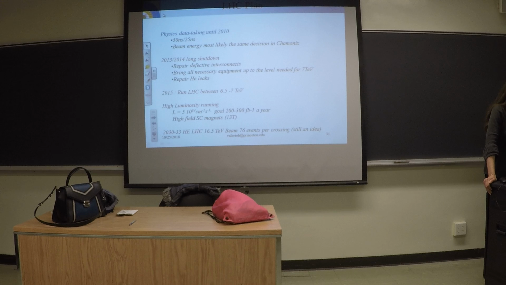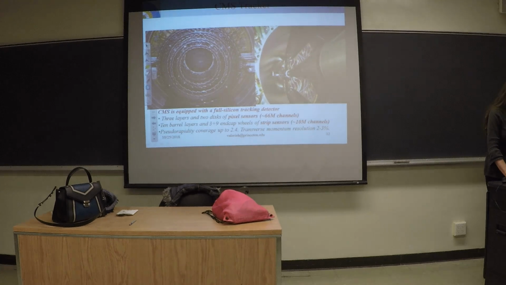So it's difficult. Now what they're going for is very high luminosity running. They are running at almost 10^35 inverse centimeter squared inverse second, and they are getting tons of data, 200 inverse femtobarn a year. They are hoping to go to high field superconducting magnets, but they are not there yet. They hope that by 2030, 2033, the beam energy will come up from 7 TeV each to 16.5 TeV beam, and 76 events per crossing. It's still an idea. I actually didn't check where they are right now.